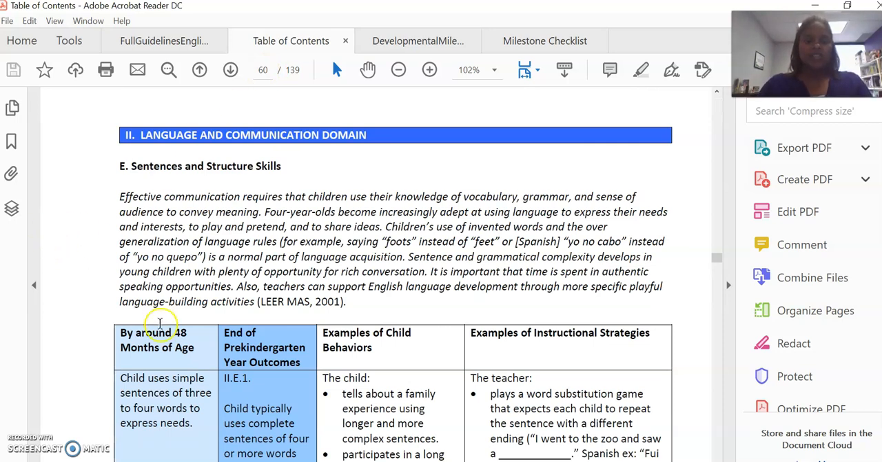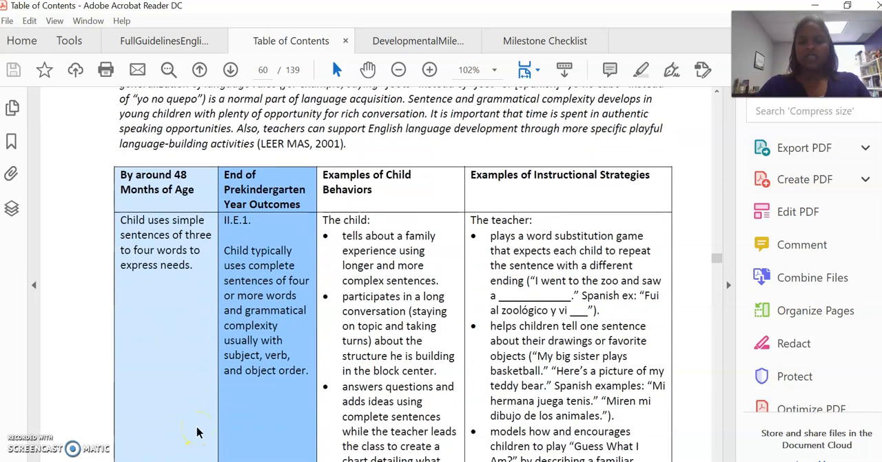You can see here where it says by around 48 months of age, what children would be doing. If you scroll, you'll see that's how these different skills are labeled. And then here they say by the end of pre-kindergarten. So remember, this is still before children have even entered kindergarten. These are some of the skills you can expect. Examples of child behaviors and examples of instructional strategies that could be used.